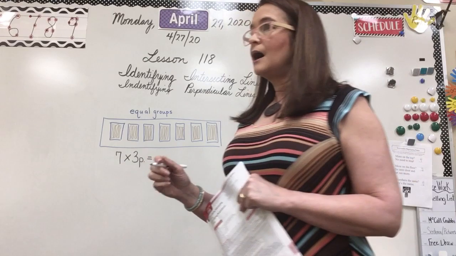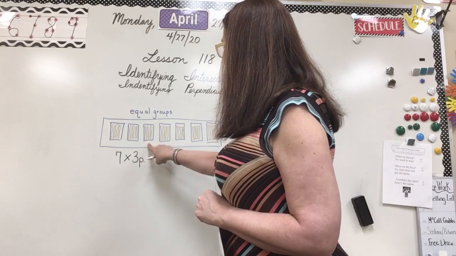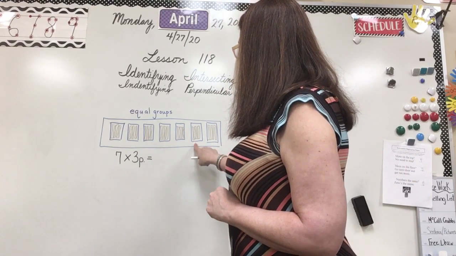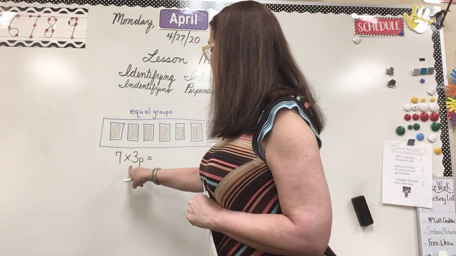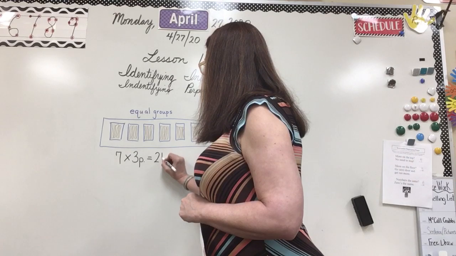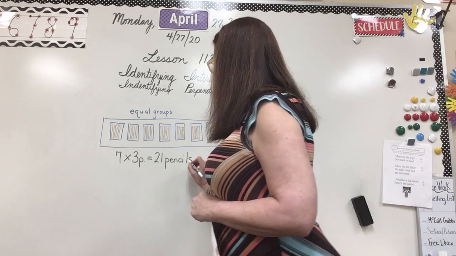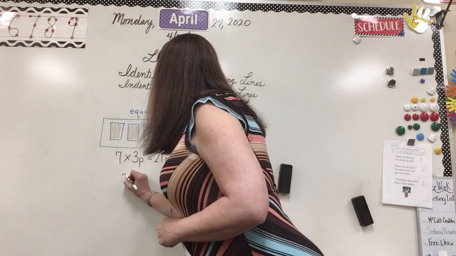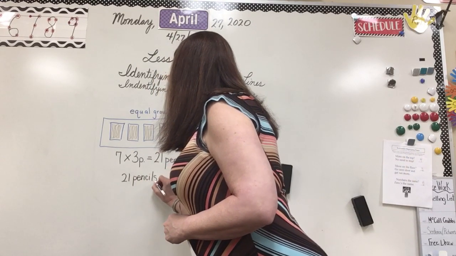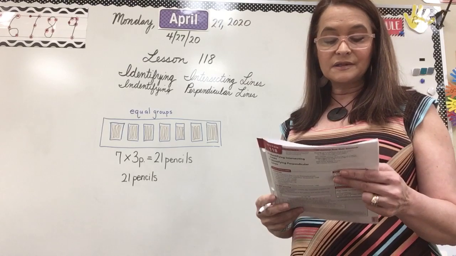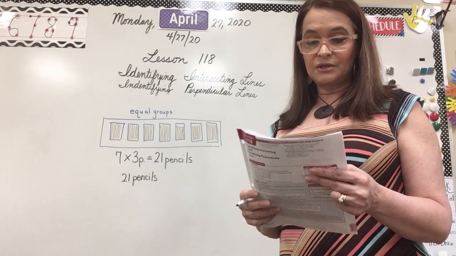So let's think about our 3 song that we learned. 3, 6, 9, 12, 15, 18, 21. So 7 times 3 equals 21 pencils. And then your answer is, you write it out again, 21 pencils. All right, so this is number 1, so you should get it completely correct because we did it together.